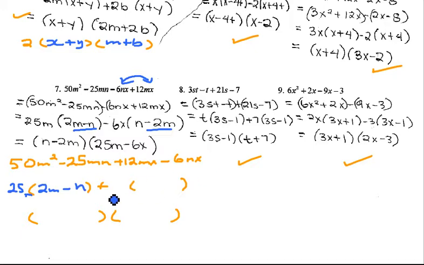Here you can pull out a 6x, and you're left with 2m minus n. Same thing, of course. So we have 2m minus n and 25. Oops, 25m plus 6x. So you can see it's kind of close to what you have, but if you make that one little switcheroo, it makes all the difference.